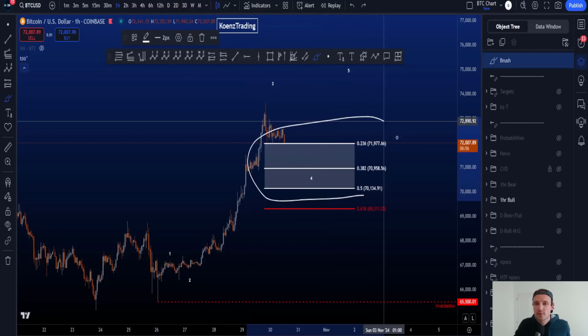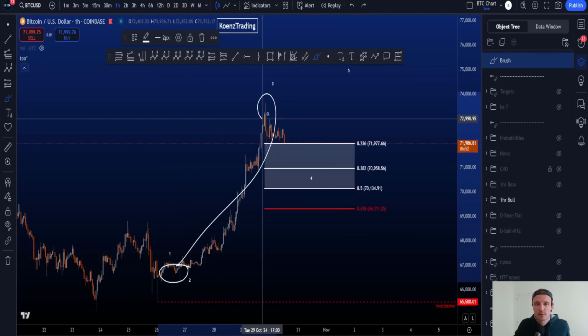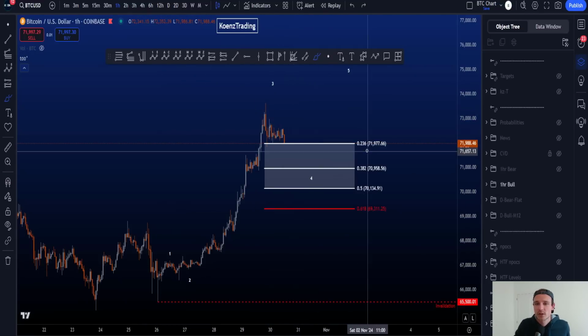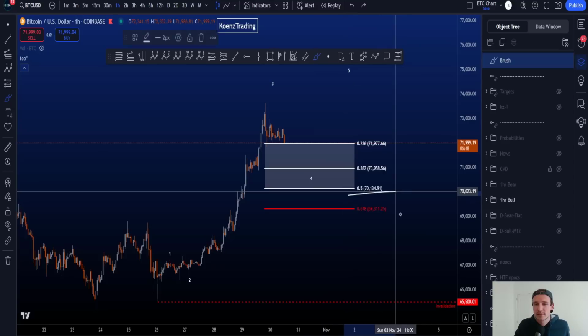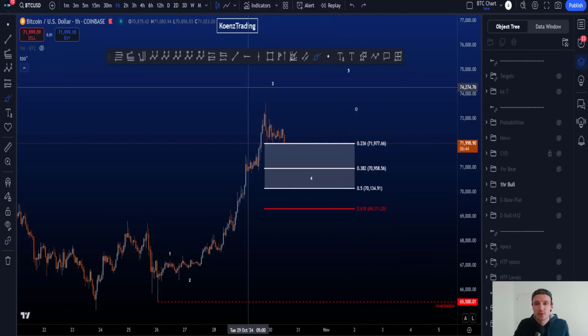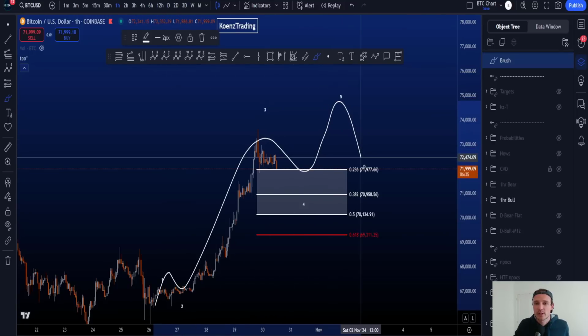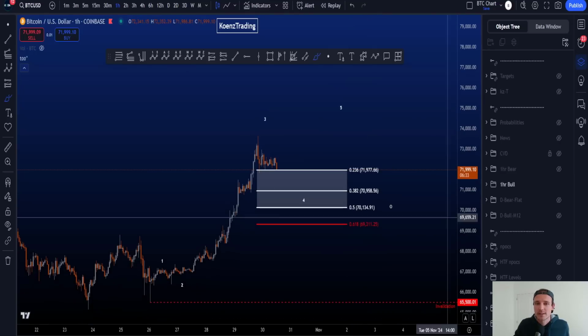The common target for your wave 4 is between the 0.236 and the 0.5, taken from the low of 2 to the current high that we have on the chart, 72k to 70.1k. Invalidation 69.3k. After a wave 4, we're looking for a wave 5 to the upside, a final impulsive structure, after which we then look for a retracement towards the downside.